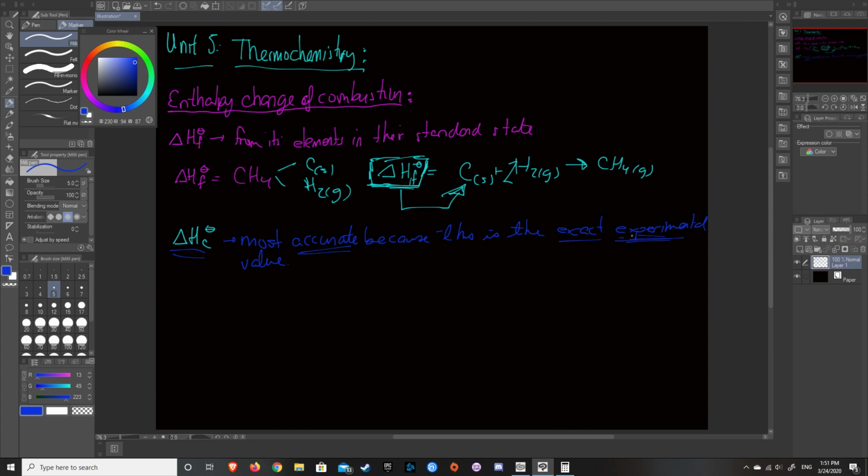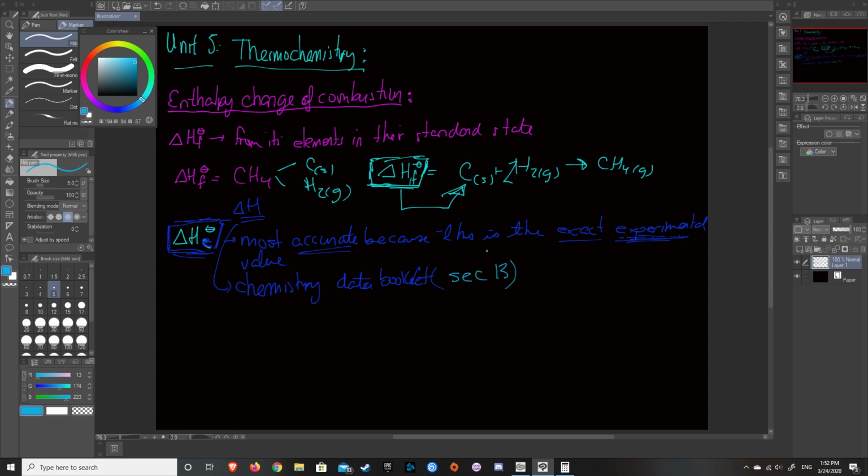Scientists actually ran this experiment in a calorimeter and figured out exactly what our change in enthalpy is. So for combustion reactions, if the question ever talks about combustion reactions and something to do with our delta H for it, you have to use your chemistry data booklet again. This is provided to you in paper 2 and paper 3, and this is in section 13 of your data book.